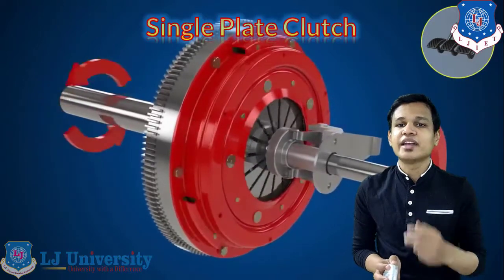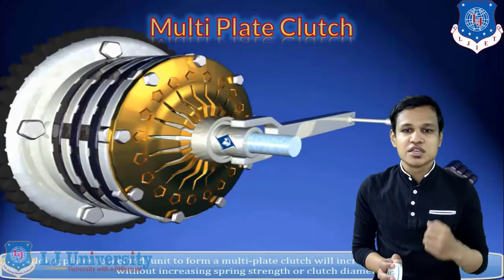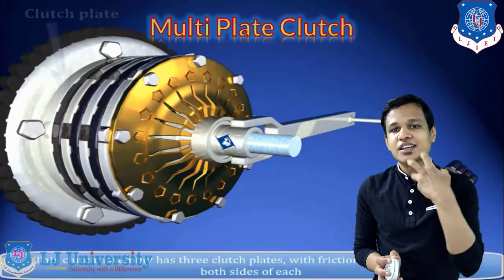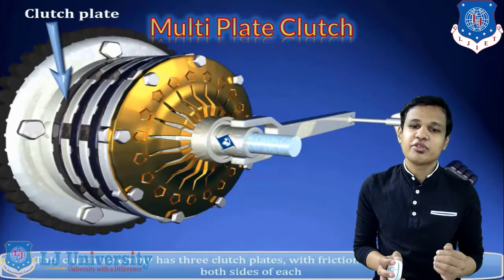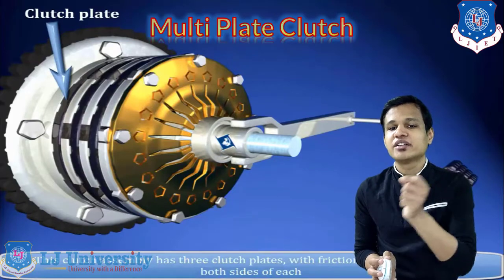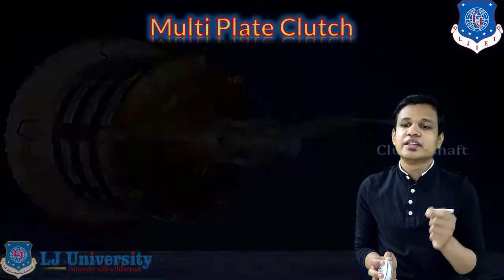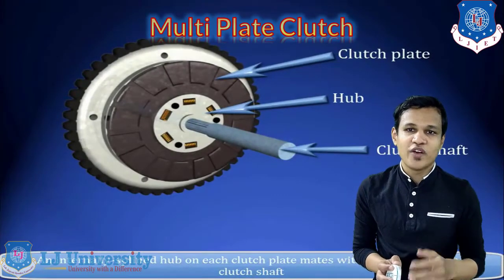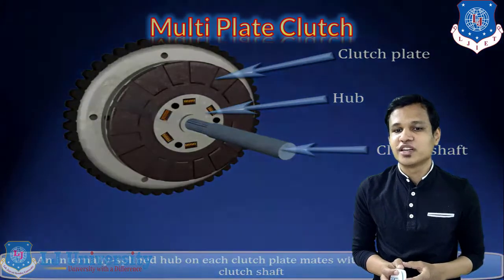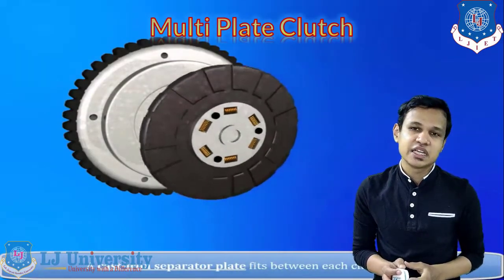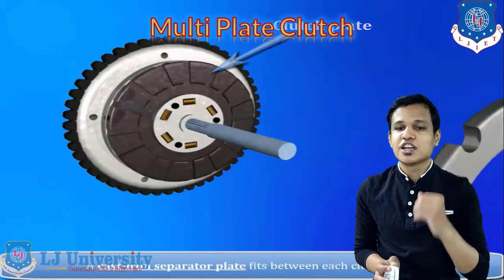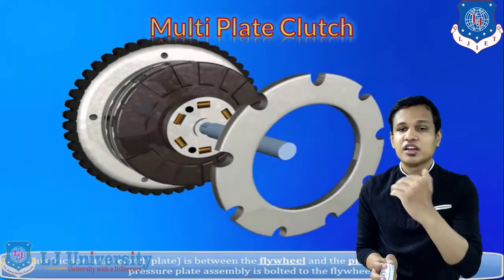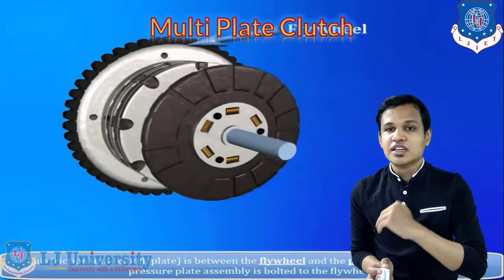So let's see the second type, that is a multi-plate clutch, which is generally used in the engine of two-wheeler vehicles. In that you can see a number of clutch plates are provided. There are 4 to 5 clutch plates, or more than that, 9 to 10 clutch plates are provided for the multi-plate clutch. In that you can see one clutch plate is provided, after that another clutch plate is provided, one is connected with the inner race and one is connected with our outer race.